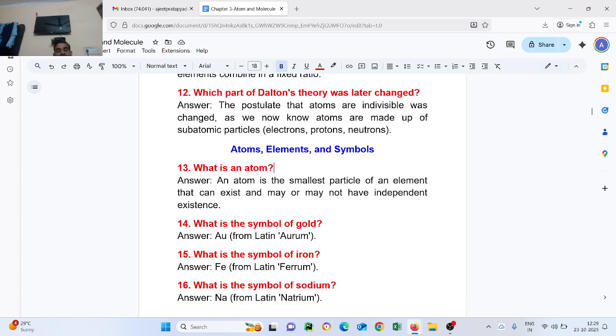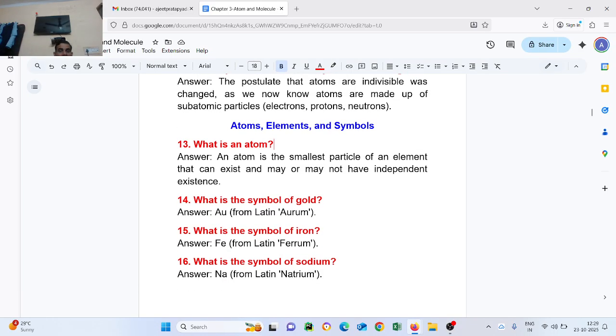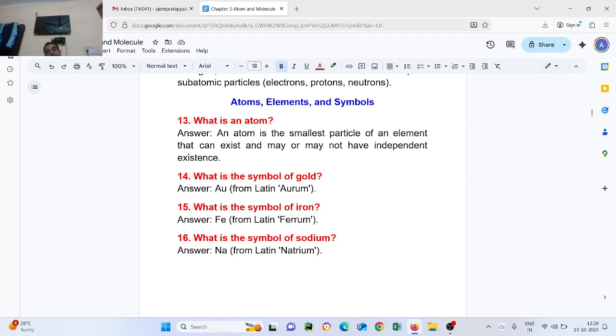Question number 15. What is the symbol of iron? Iron is Fe, from the Latin name ferrum. Question number 16. What is the symbol of sodium? Na, from natrium. Its name is derived from the Latin word natrium. That's why its symbol is Na.